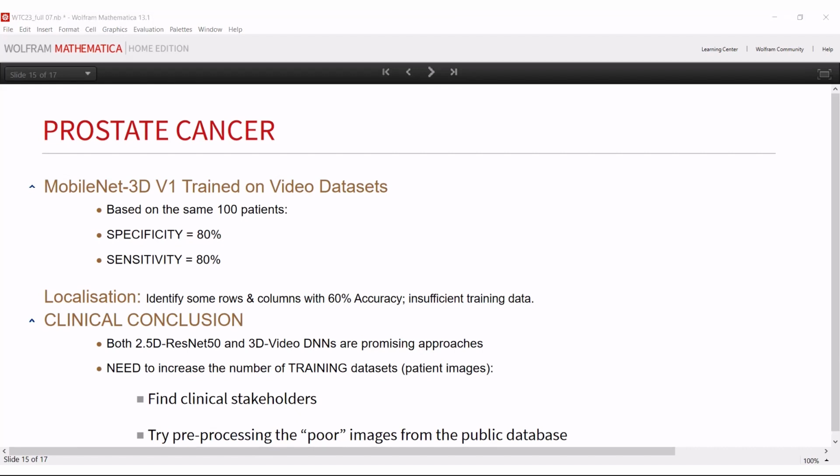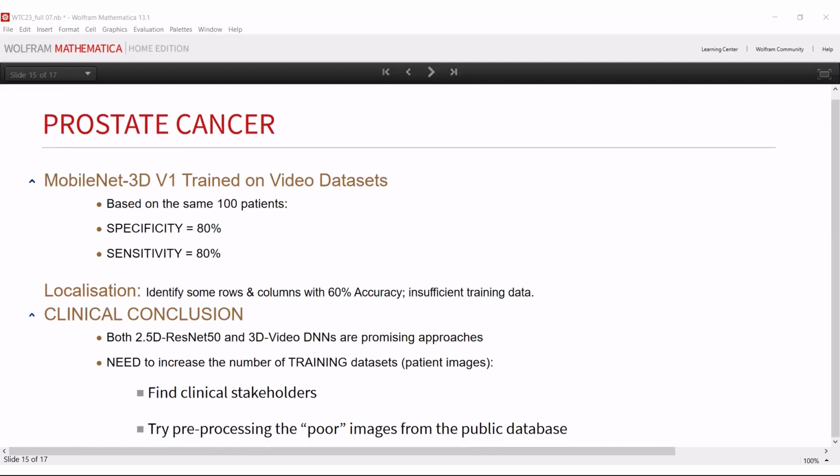Well, we were also attempting to localize the tumor, but given such small samples, we've only been able to identify sort of row and column of a lesion with 60% accuracy. So that's ongoing work in progress. So the clinical conclusion is that, unfortunately, we need more images to progress any further.